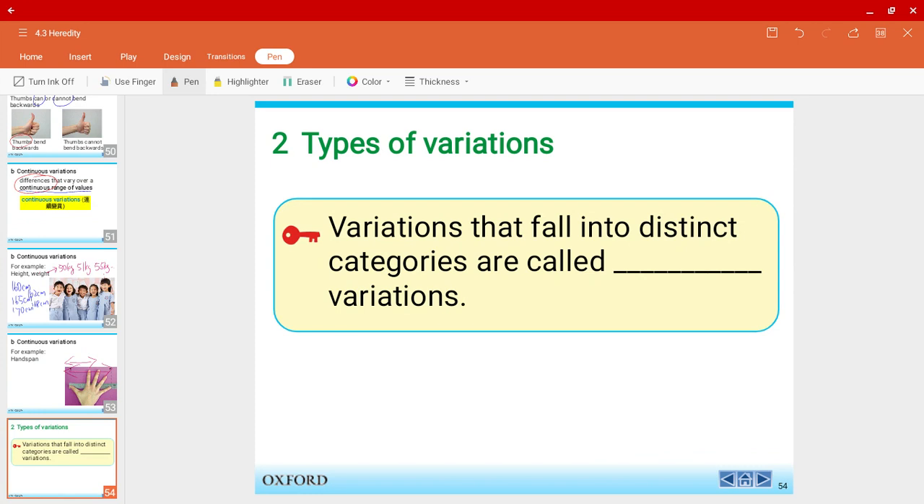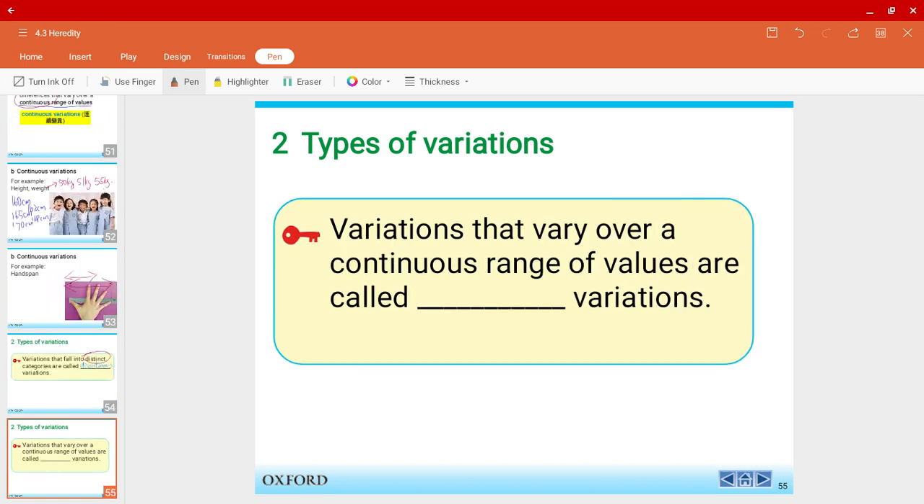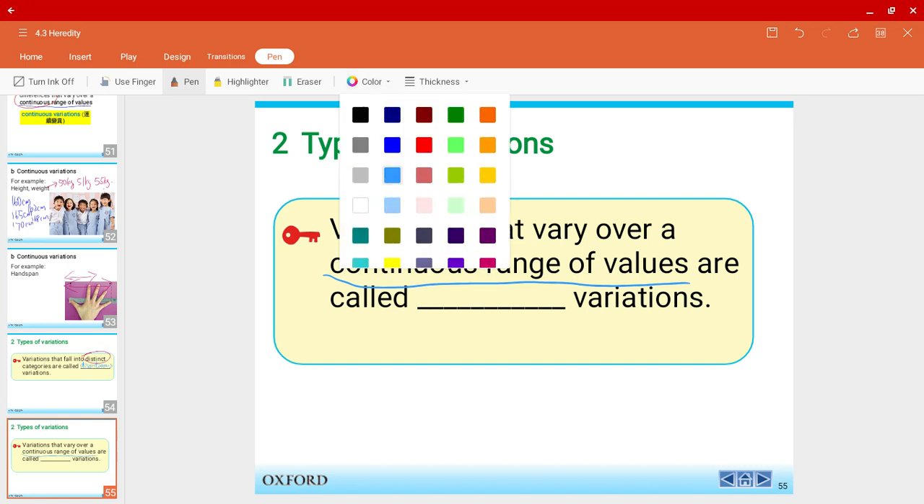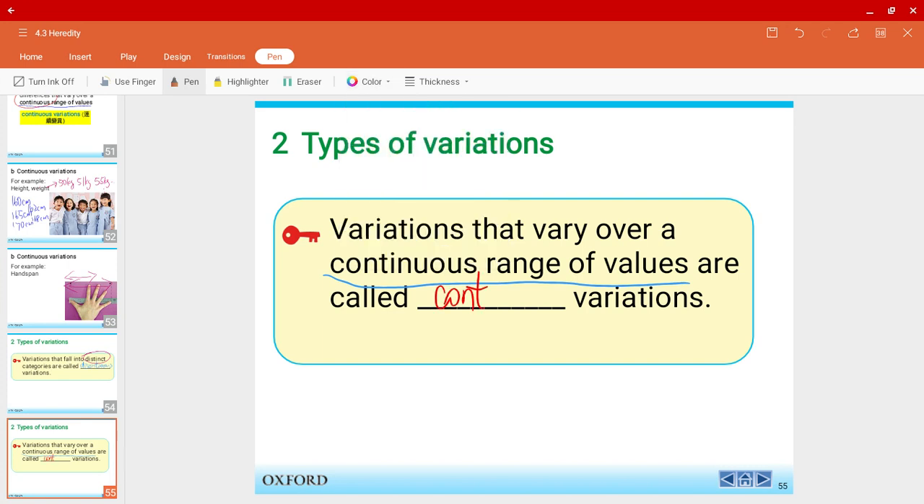To summarize, variations that fall into distinct categories, the ones that have a very clear, obvious difference, what are they called? Yes, discontinuous variations. Either you can or you cannot, you have or you don't have. And the other type, variations that vary over a continuous range of values, are called continuous variations.